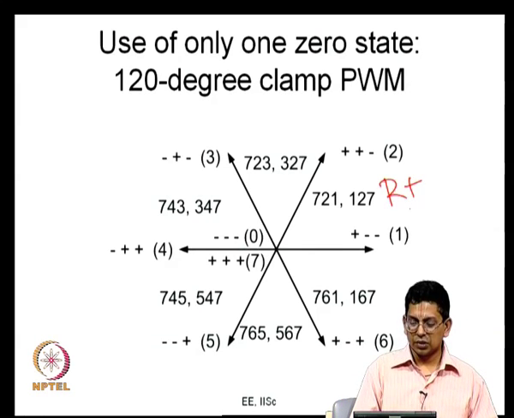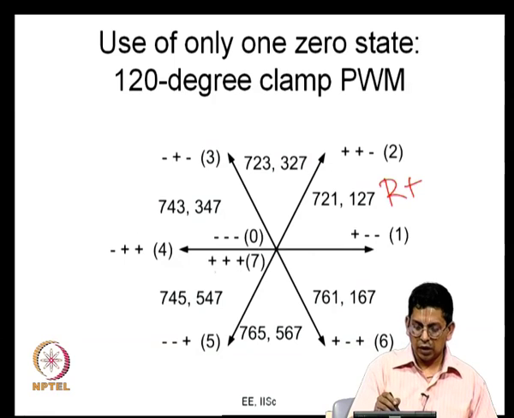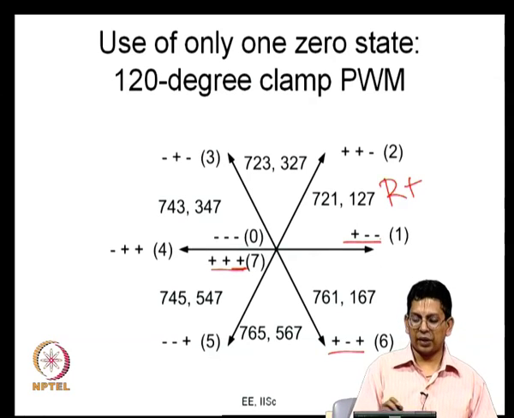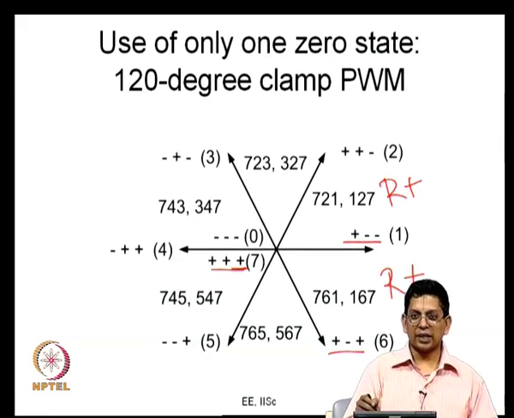Next, what happens? You just look at the previous case here, 7 6 1. If it is 7 it is plus plus plus, 6 is plus minus plus and 1 is plus minus minus. So, in all the cases R phase is clamped to the positive bus. R phase is clamped to the positive bus over the entire sector. In every subcycle in sector 1 it is clamped to that, in sector 6 also it is clamped to the positive bus now.